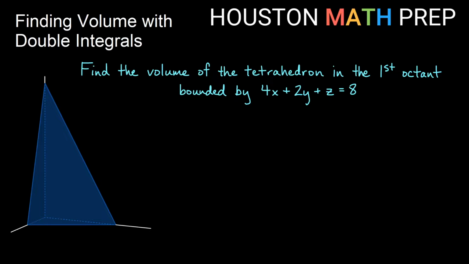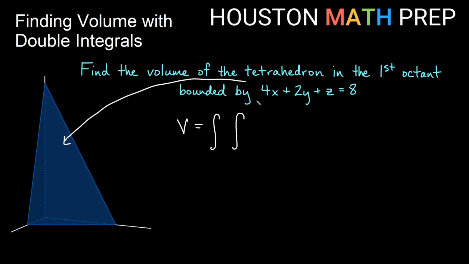Let's look at another. We want to find the volume of the tetrahedron, this shape here, in the first octant, so that's where x, y, and z are all positive, bounded by this plane 4x plus 2y plus z equal to 8. So we want to set up our volume as a double integral. And what I want to do is think about my height function. Well, 4x plus 2y plus z equals 8 is this top piece here, right? That plane there. But the question is, what is it as a function of x and y? What is it in terms of z equals?